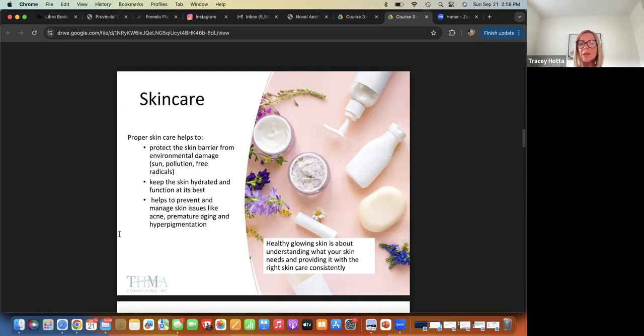Proper skincare helps to protect the skin barrier from environmental damage like sun, pollution, and free radicals. It significantly keeps the skin hydrated, and it helps it to function at its best. And it helps to prevent and manage skin issues like acne, premature aging, and hyperpigmentation. So, healthy glowing skin is about understanding what your skin needs and providing it with the right skincare consistently. So, having a morning skincare routine and a nighttime skincare routine is very, very important.